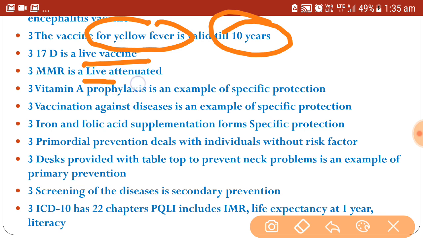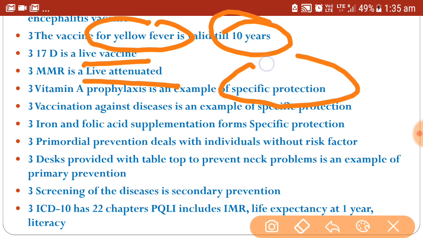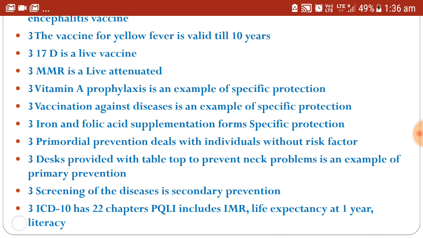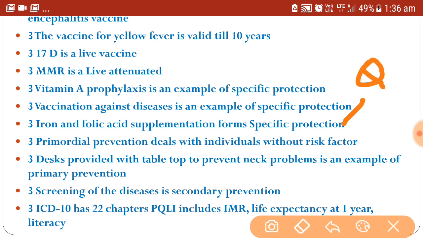MMR is what type of vaccine? Live attenuated vaccine. Vitamin A prophylaxis is an example of a specific protection. So this specific protection, primary protection, and different examples, very important. Vaccination against disease is an example of a specific protection. Iron and folic acid supplementation, many people confuse it during exam. It is a specific protection.